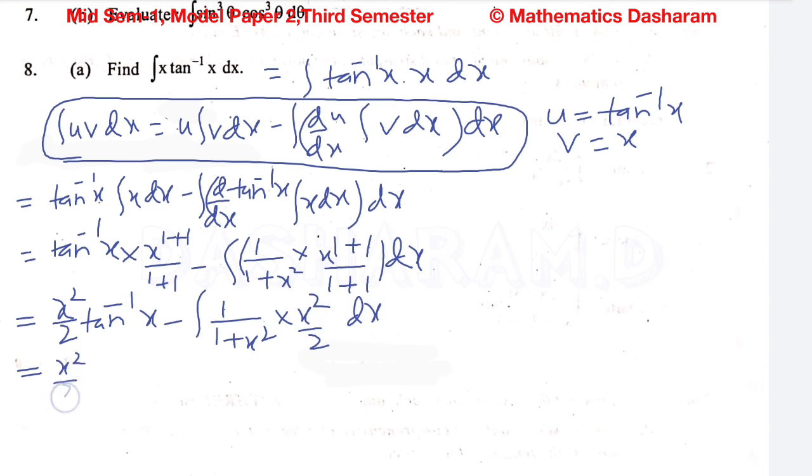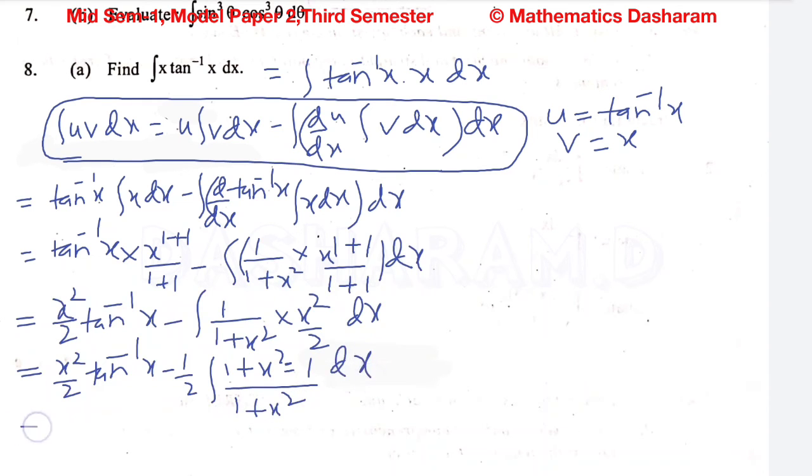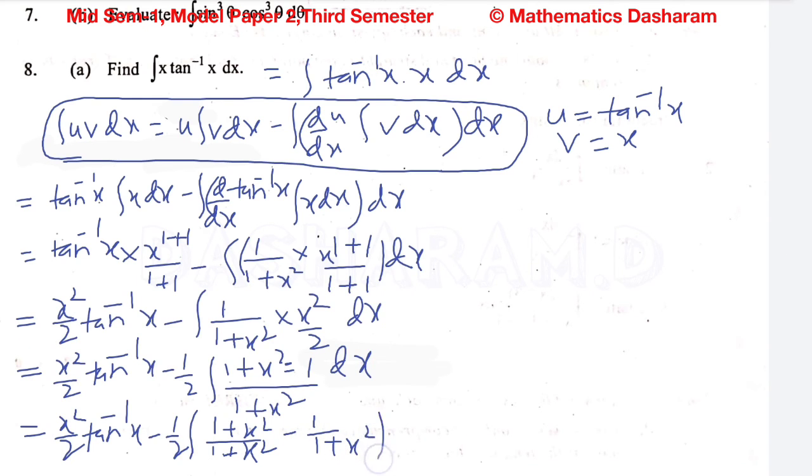So x square divided by 2 into tan inverse x minus, here 1 by 2 is a constant. Here x square can be written as 1 plus x square minus 1, so that means add 1 and subtract 1, dx. So x square by 2 into tan inverse x minus 1 by 2. Here split into two fractions: 1 plus x square by 1 plus x square minus 1 by 1 plus x square, whole dx.